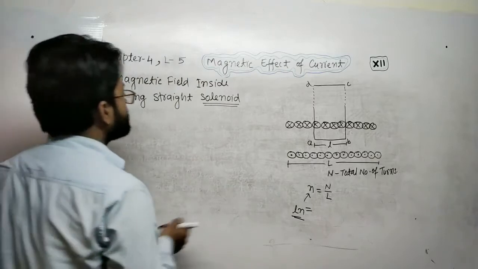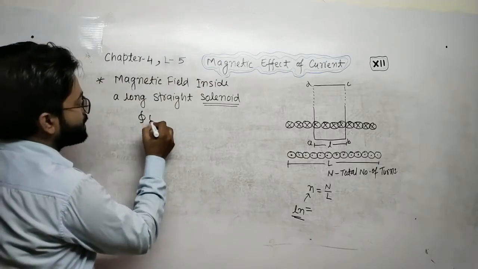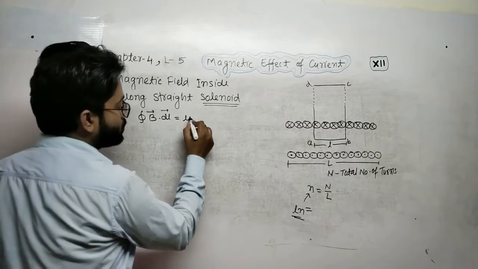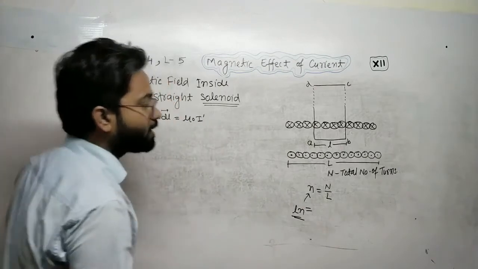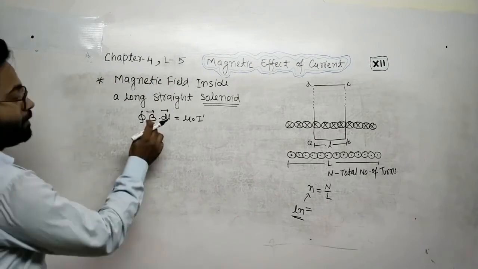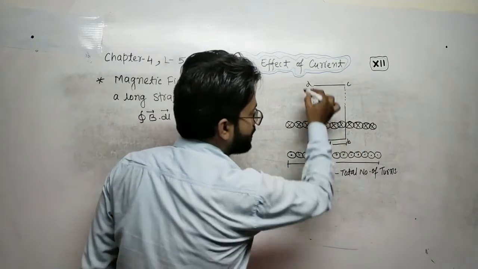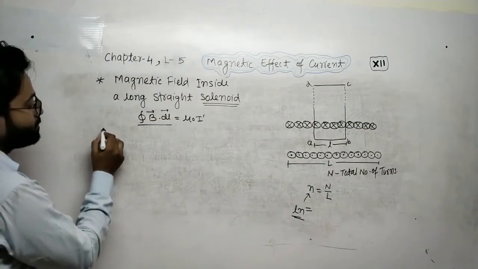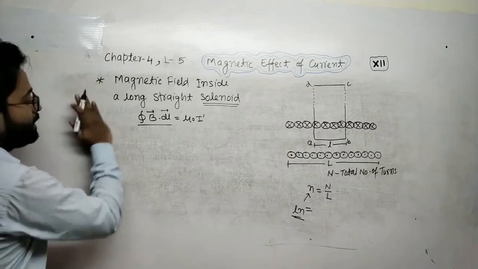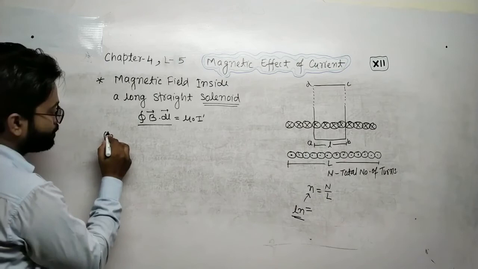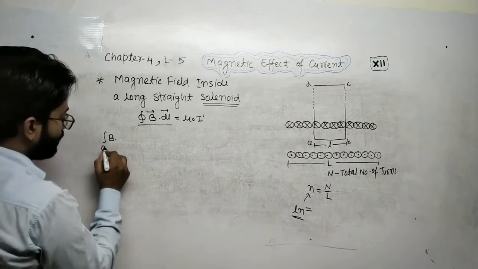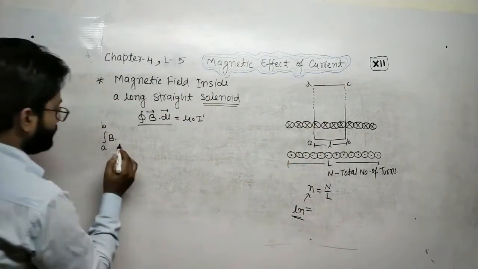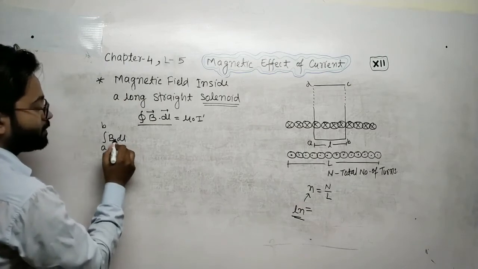Okay, let us apply Ampere's circuital law. The line integral of the magnetic field is equal to mu naught times the net current. Not only current but net current. This is not a circle, this is a rectangle, so you can break the integral into parts: the line integral of the magnetic field from A to B, B to C, C to D, and D to A.